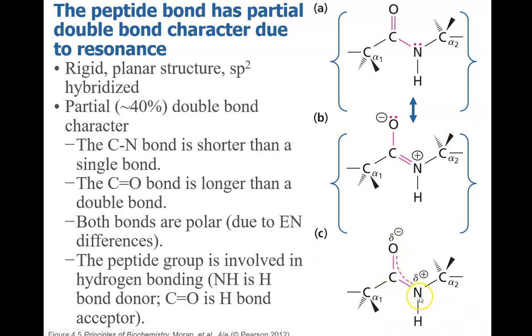So this peptide bond that we typically draw as a single bond between the carbon and the nitrogen has partial double bond character. So it is shorter than a typical single bond. The carbon-oxygen bond that we typically draw as a double bond has character between single and double bond, so it's longer than a typical double bond. Both bonds are polar because of the electronegativity differences between carbon and oxygen and between carbon and nitrogen. These groups can be involved in hydrogen bonding, where the NH can act as a hydrogen bond donor and this oxygen can act as a hydrogen bond acceptor. Because of the double bond character, the shape of the peptide bond is planar and the carbon and the nitrogen are sp2 hybridized.